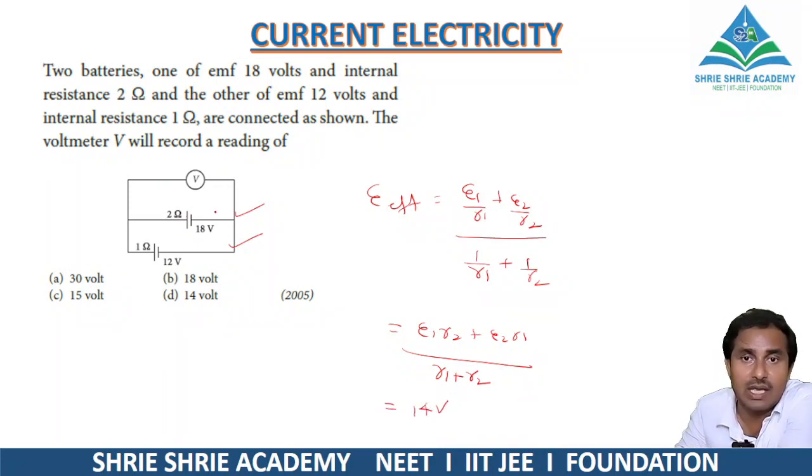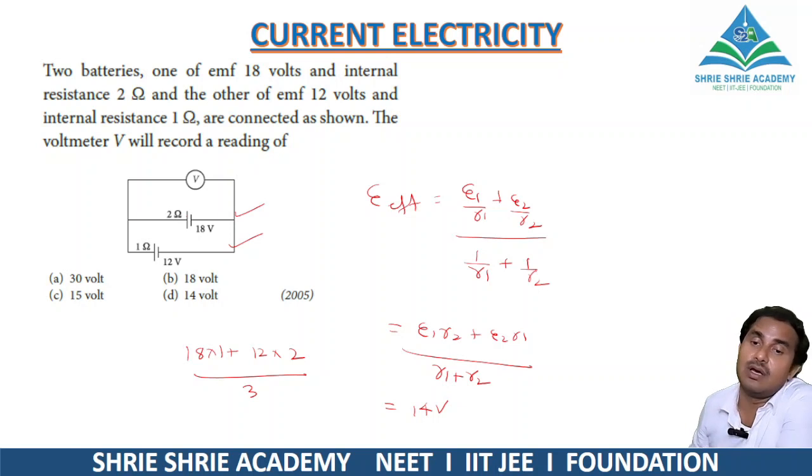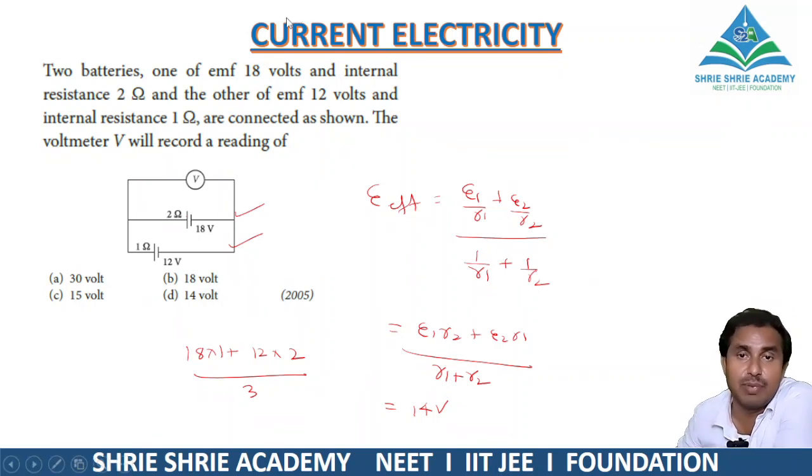You can take here E1 is 18. So 18 into 1, if you write here 18 into 1 plus 12 into 2 divided by 3, so 18 plus 24, okay, 42 by 3, you get 14 volt, right? Simple, directly you have to apply.